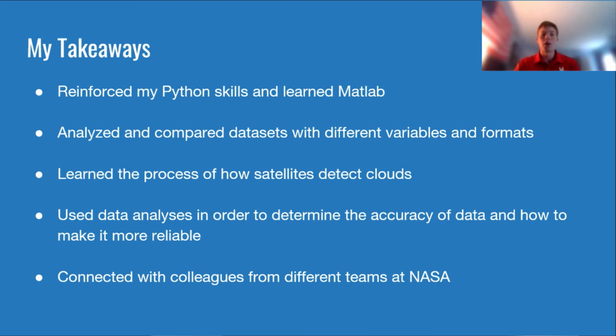I also learned the process of how satellites detect clouds. Before this, I had minimal knowledge of satellite cloud detection, but I was able to learn about ancillary data and how it's used to detect clouds, as well as during the terminator, especially how uncertain it is with false cloud detection. I used data analyses to determine the accuracy of data, and I was also trying to figure out how to make it more reliable.